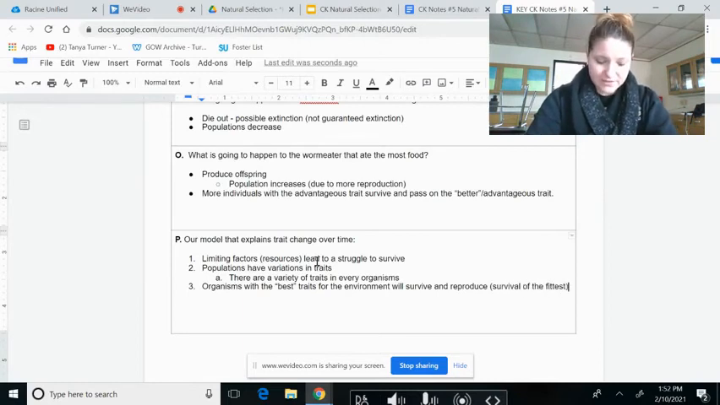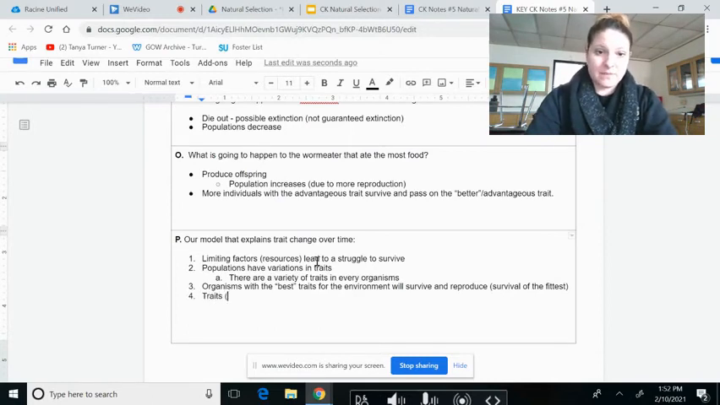Number 4 is that the traits, or AKA the best traits, are passed on from parents to offspring, or the babies. AKA, this is done in reproduction.